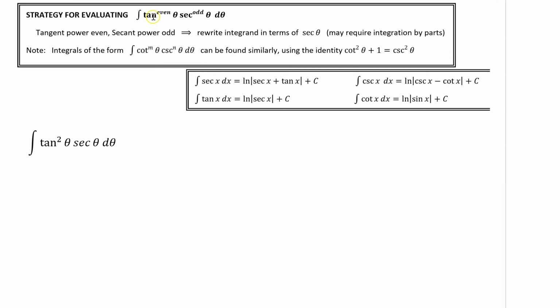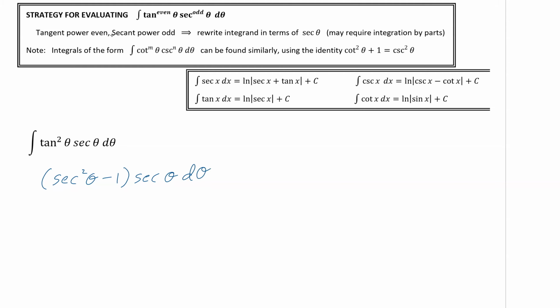All right, so what if we have a tangent even and a secant odd? Well, what that means is that we're going to be taking that tangent power that's even, and we're going to be replacing it with its Pythagorean identity for secant. So, like this. This is the technique that you want to use. Secant squared theta minus 1, secant theta, d theta.